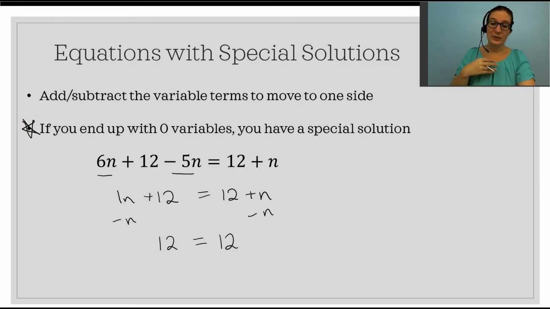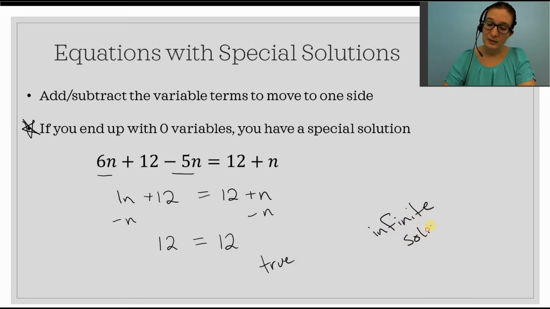So in this case, we want to see if this is going to always be balanced or if it's inherently unbalanced. So is 12 equal to 12? I mean, all the time, right? So this is a true statement. Since it is true all the time, no matter what, it doesn't matter what value we're going to put in for n, it's always going to be true. So this one is infinite solutions. Any value will work for n, and this will always be a balanced equation.